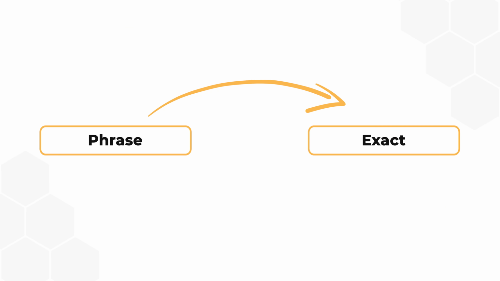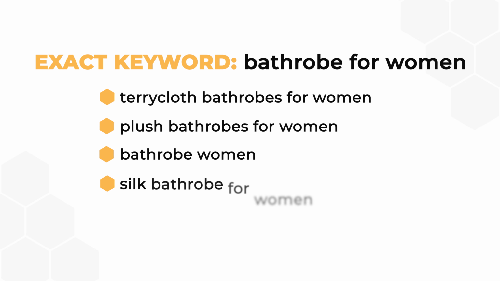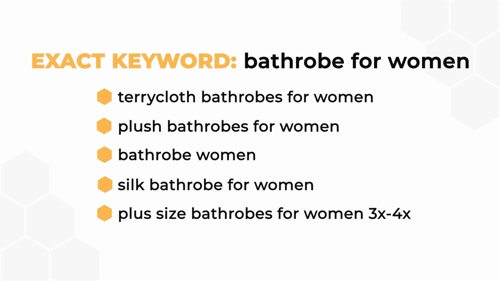Phrase match includes everything that exact match has, and it adds an order requirement. The buyer's search has to include your keyword as a phrase with the words in the same order. This match type allows Amazon to include extra words before or after your keyword phrase. For example, a phrase match keyword, bathrobe for women, is still shown under terry cloth bathrobes for women, or bathrobes for women, long length. The ad showed because the words stayed in the same order as phrase match requires. Customers just add their own keywords around the phrase, and you catch all of those variations while keeping the order locked.